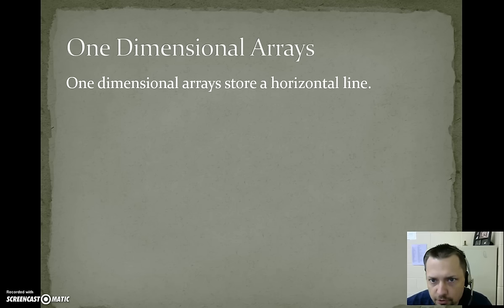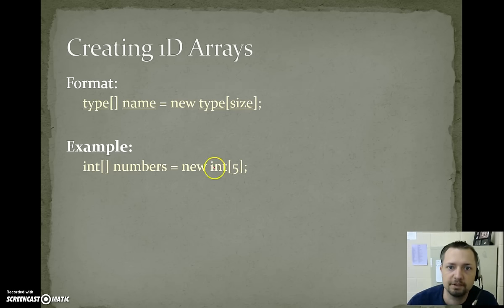One-dimensional arrays store data horizontally. An example of creating a one-dimensional array: you'll have whatever type, followed by bracket, bracket, then whatever you want to name your variable, equals new. You list the type again, and then a size. So if I wanted 5 different numbers to be stored in one variable, and they were going to be ints, I would say int for the type, bracket, bracket, meaning I want an array of integers. I might name it numbers. It equals a new array of integers that is 5 big, and that would have locations 0, 1, 2, 3, 4.